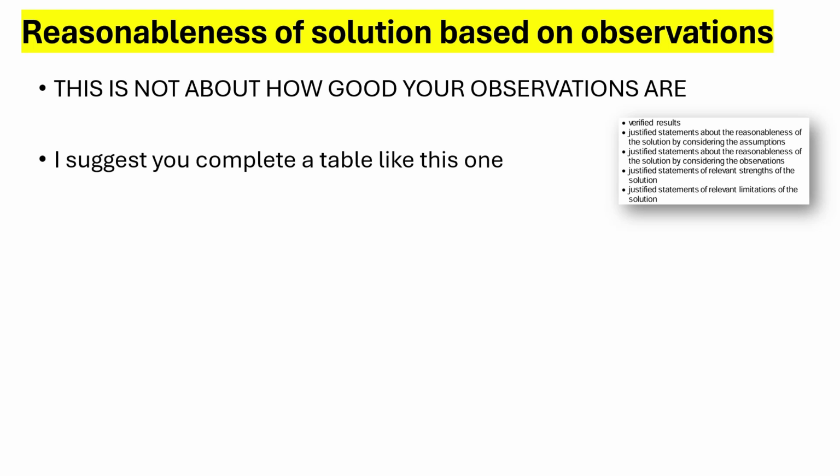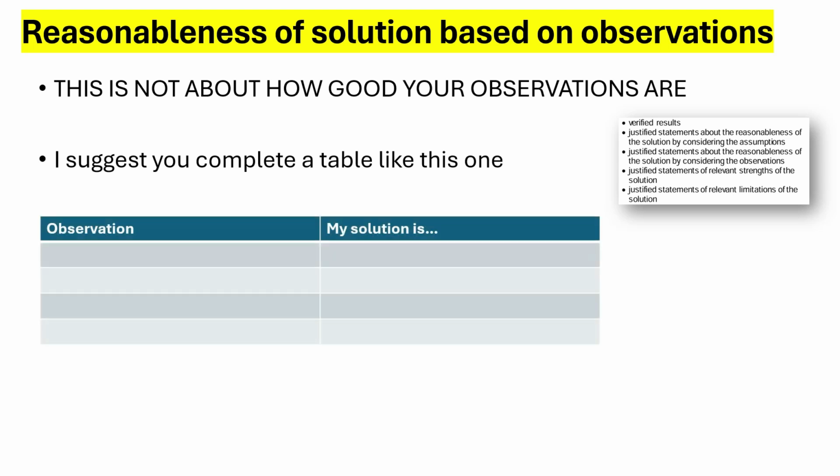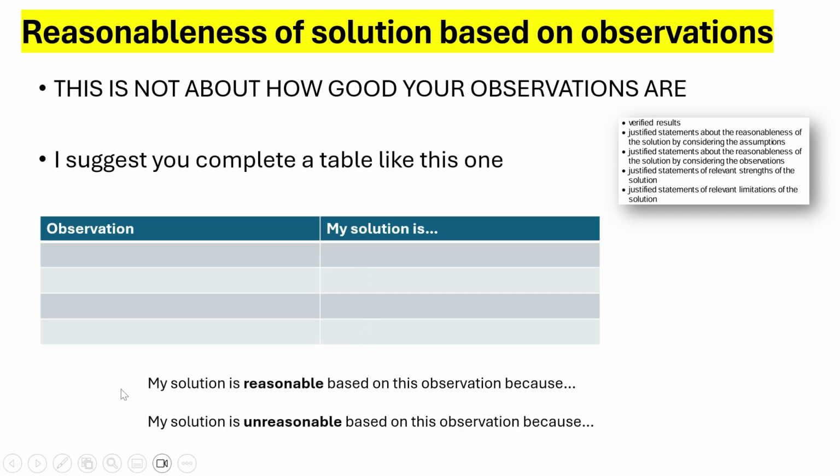Again, I suggest you complete a table. Copy and paste some observations here, and then you're filling in this side. You've only got two choices: my solution is reasonable based on this observation because, or my solution is unreasonable based on this observation because.